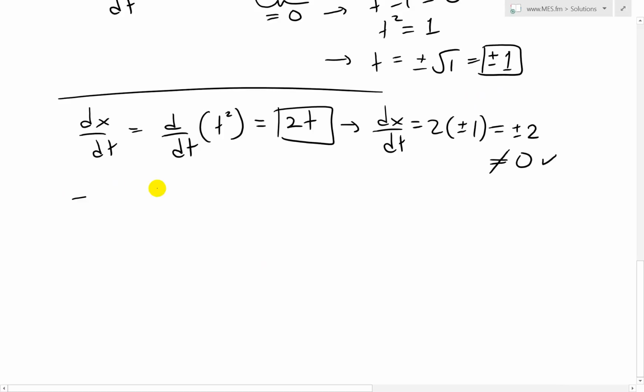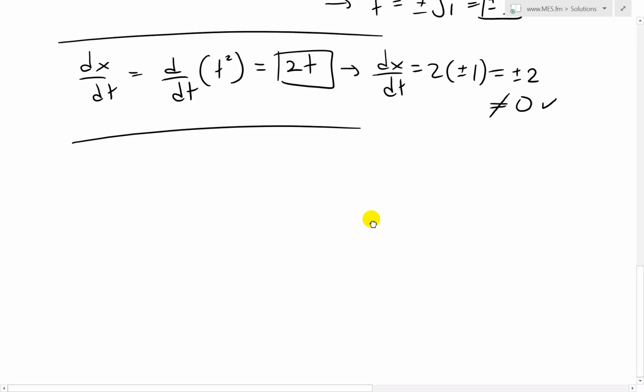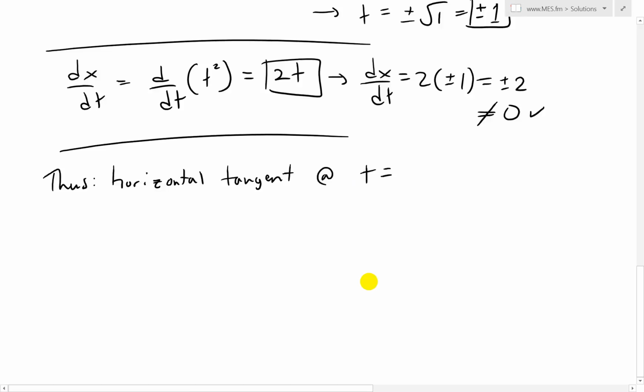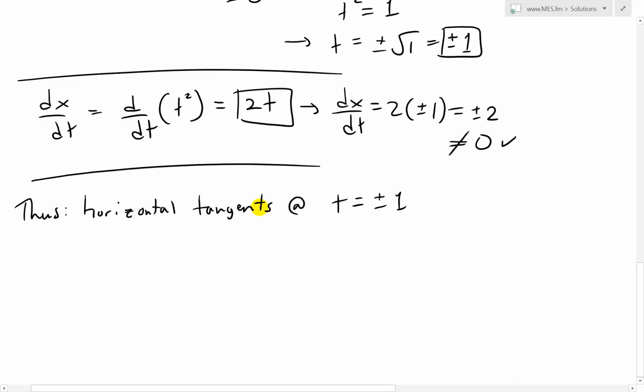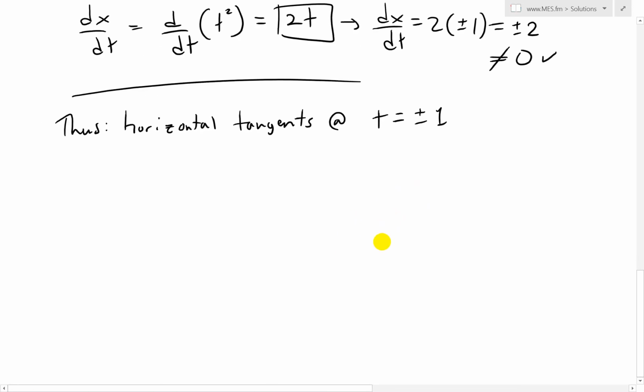So this is where the horizontal tangent lies. Thus we have horizontal tangents at t equals plus or minus 1, and this is actually two tangents because we have plus or minus 1. Now we want to solve for the x and y variables.